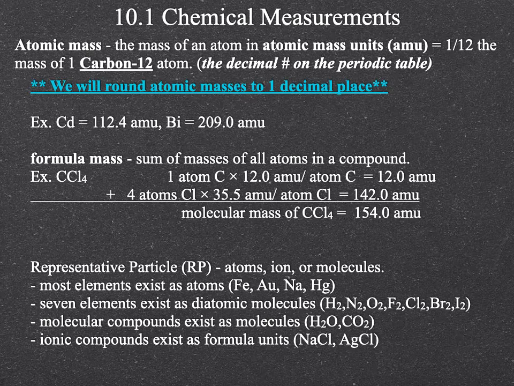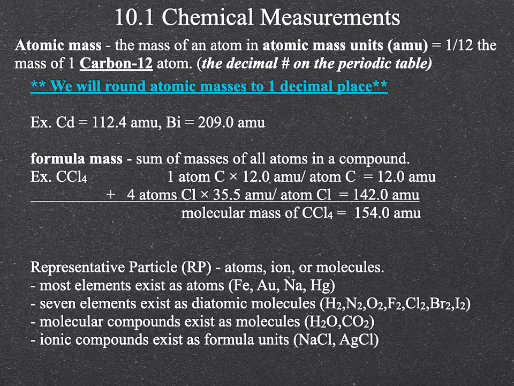So if we want to get the total mass of the compound, we take 1 atom of carbon times 12.0 AMU per atom, comes out to 12.0 AMU. And then we add to that 4 atoms of chlorine times 35.5 AMU per atom of chlorine, which comes out to 142.0. When I add 12 plus 142, I get the molecular mass of CCl4 to be 154.0 atomic mass units.